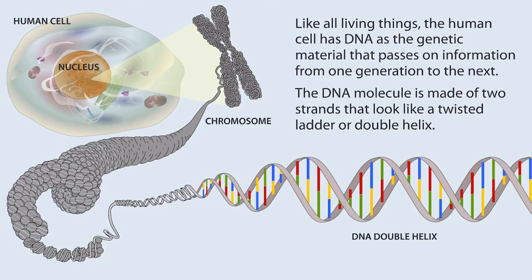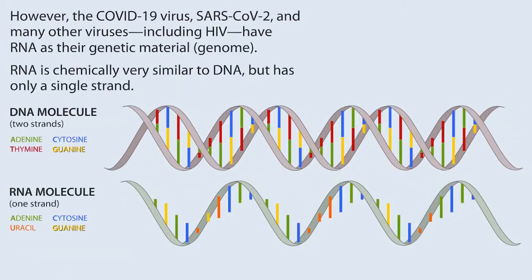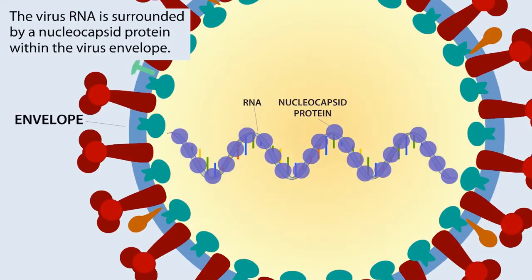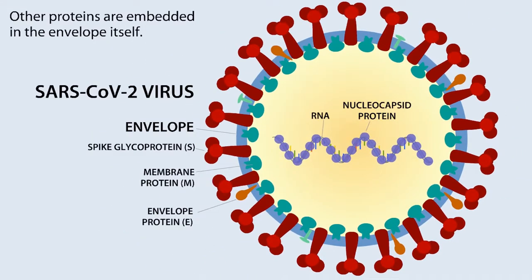Like all other living things, the human cell has DNA as the genetic material that passes on information from one generation to the next. The DNA molecule is made up of two strands that look like a twisted ladder, or double helix. However, the COVID-19 virus, SARS-CoV-2, and many other viruses including HIV have RNA as their genetic material, or genome. RNA is chemically very similar to DNA but has only a single strand. The virus RNA is surrounded by a nucleocapsid protein within the virus envelope. Other proteins are embedded in the envelope itself.